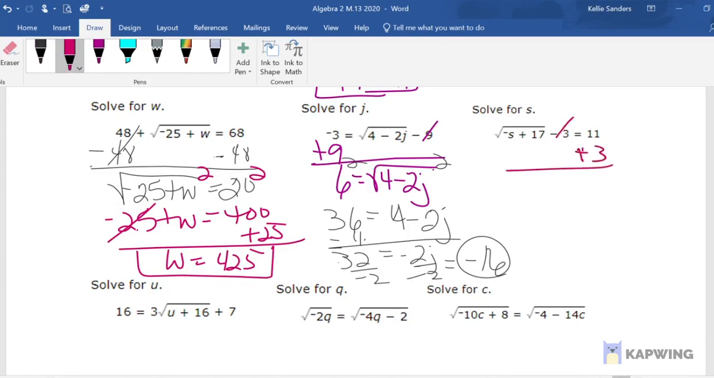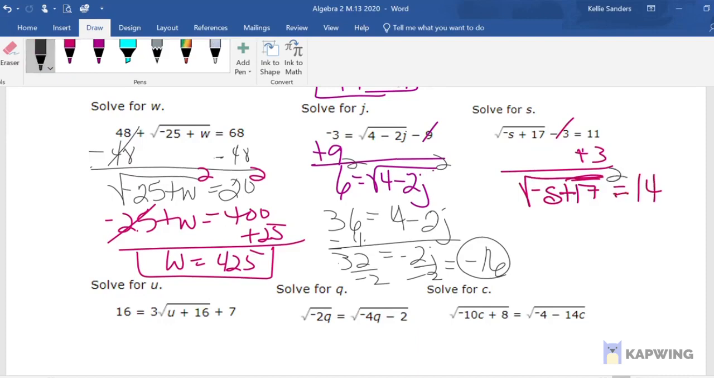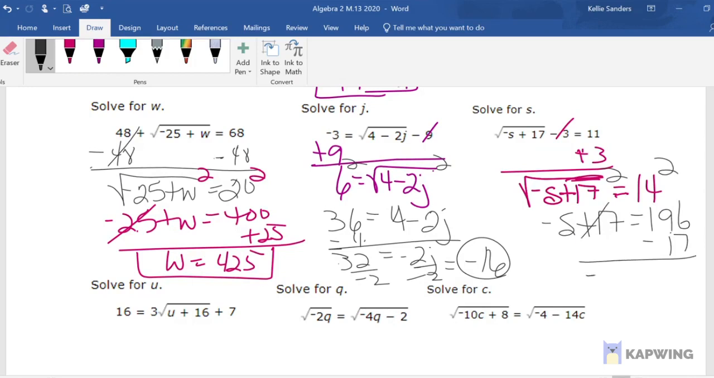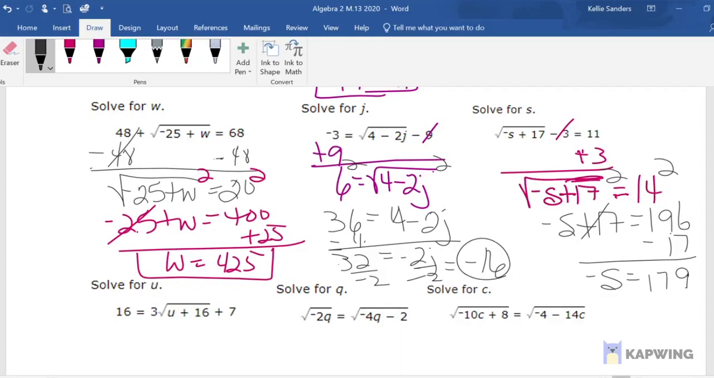Add the 3. Square, square, 14 times 14 is 196. Subtract 17. Divide by -1 because S is not by itself yet. I did a lot of that in my head. I did all of that in my head, so if I got it wrong, let me know.